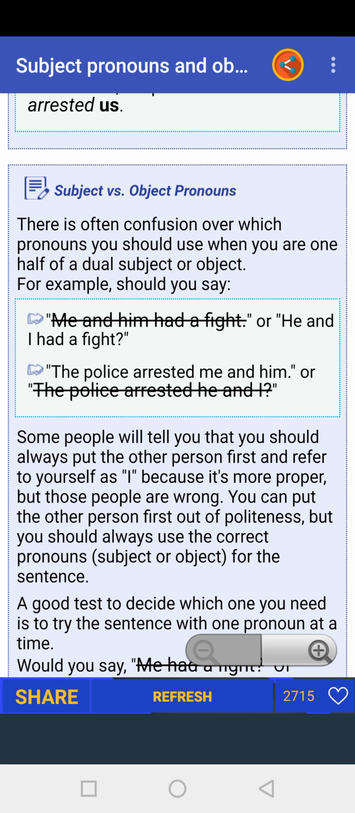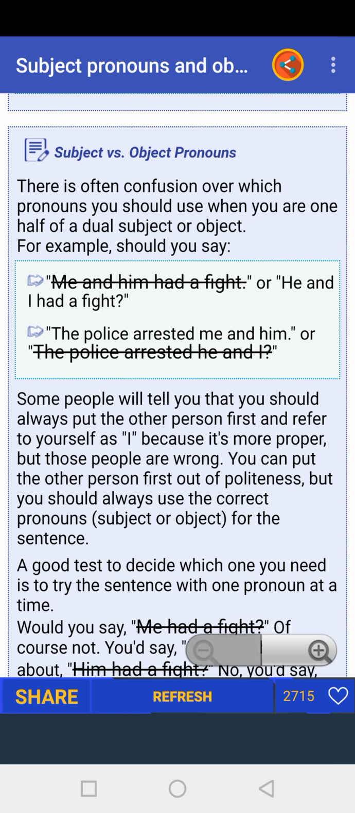Let's go now to subject pronouns versus object pronouns. There is often confusion over which pronouns you should use when you are one half of a dual subject or object. For example, should you say, me and him had a fight, or he and I had a fight? The police arrested me and him, or the police arrested he and I.